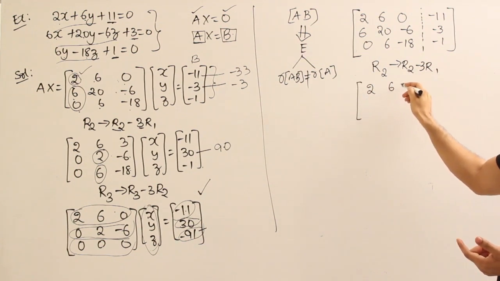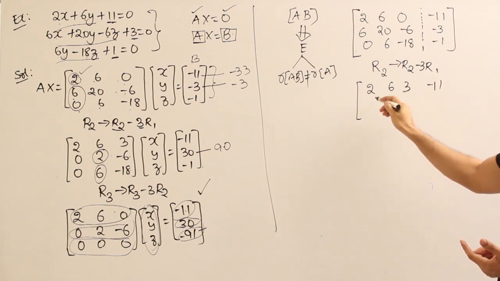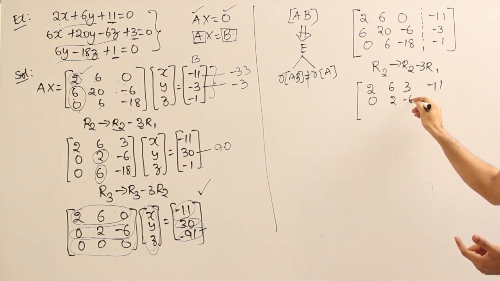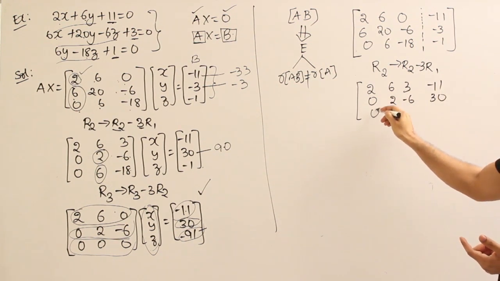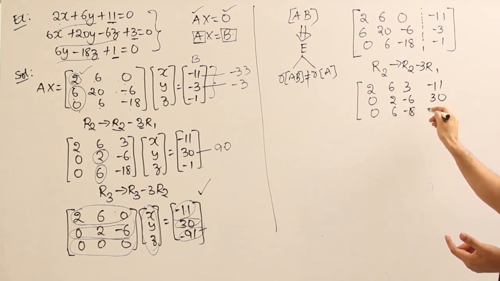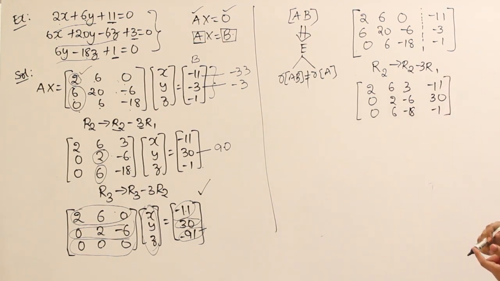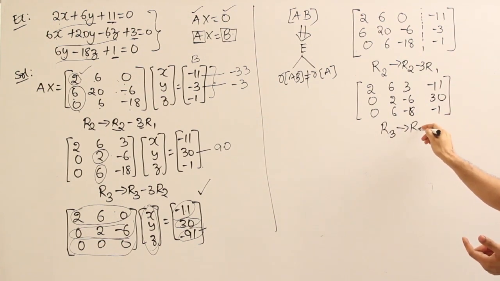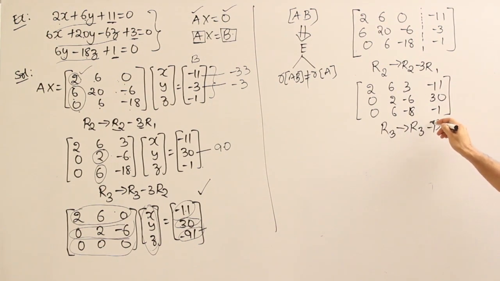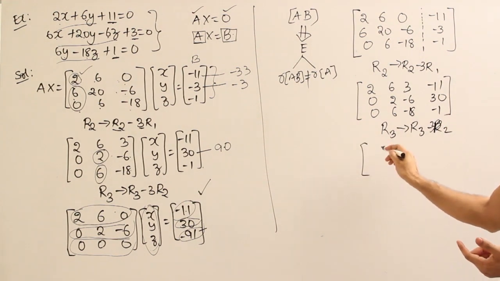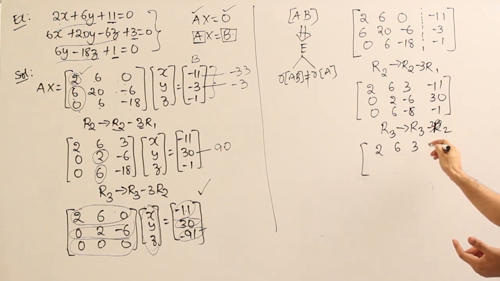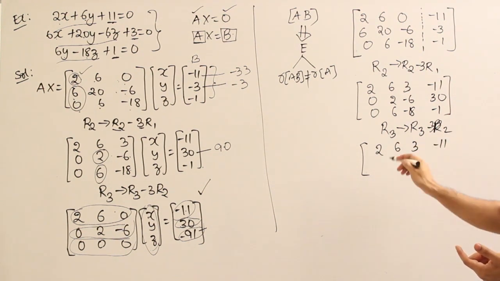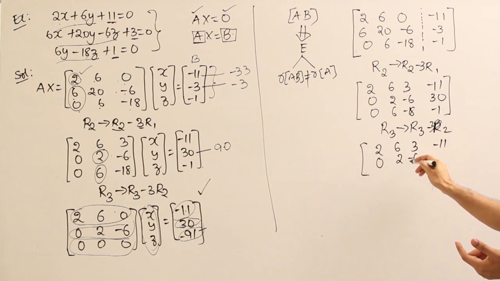We got 2, 6, 3, minus 11. Row 1 doesn't change, but row 2 will change, and row 3 will not change. Okay, and again apply the next transformation, which means R3 is R3 minus 3 into R2. Then what do we get? 2, 6, 3, minus 11, 0, 2, minus 6.